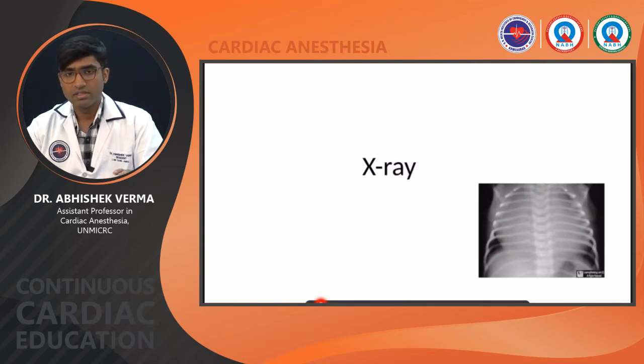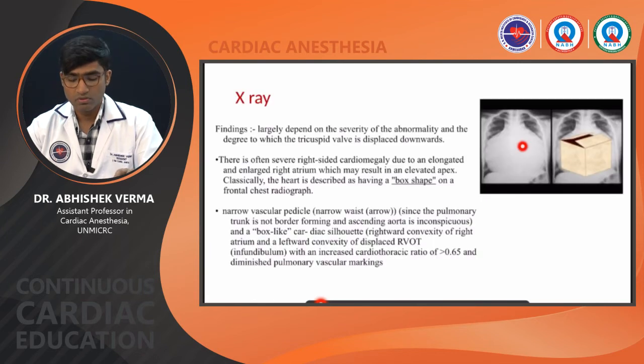Also, we see a characteristic finding in the X-ray. It is called a box-shaped heart in the Ebstein anomaly. See this diagram, here is the box-shaped abnormality. It is formed due to the narrow pedicle, since the pulmonary trunk is not a border, and cardiomegaly is present, cardiothoracic ratio is more than 0.65, and diminished pulmonary vascular markings in this patient. If it is more than 0.5, it is cardiomegaly.